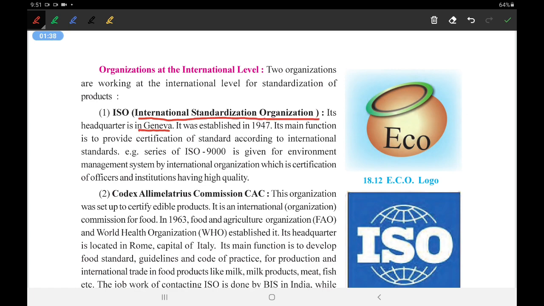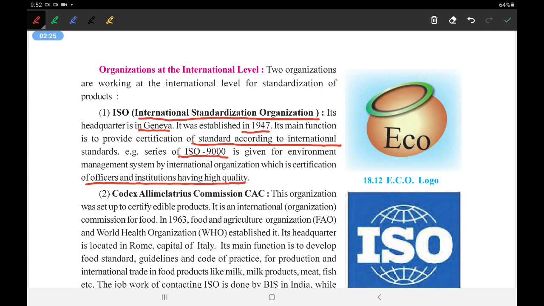Its headquarters is in Geneva. It was established in 1947. Its main function is to provide certification of standards according to the international standard. That is ISO 9000, 9001, given as per the required standards. It is also given for environment management systems. Those institutes, officers and firms which follow the required quality benchmark set by the ISO will be given the ISO certificate.